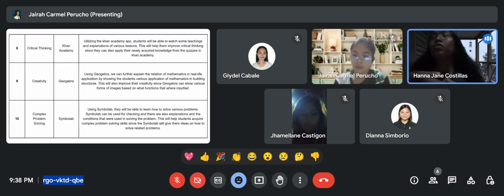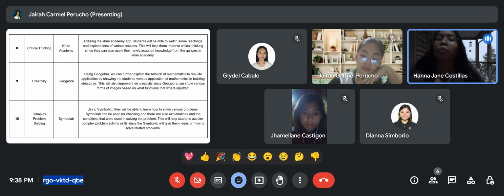In using GeoGebra, students will input some functions or a given function, in which it will show them the graph or the plane that will be created, and they can also create any structures or images that they want to show. This will enhance their creativity.